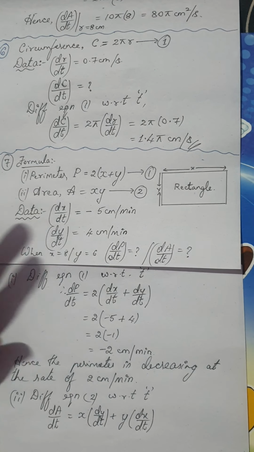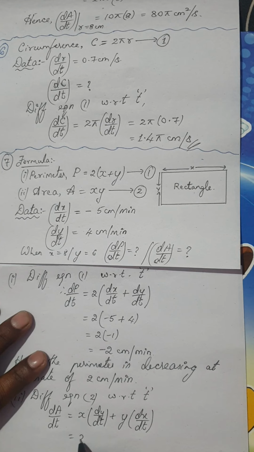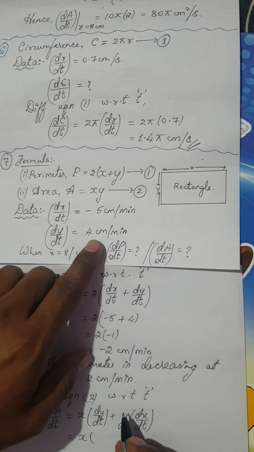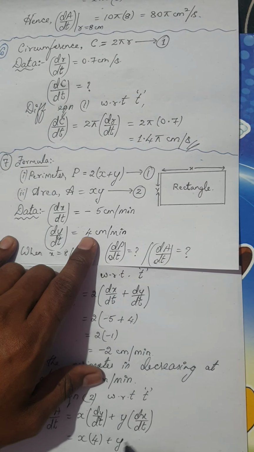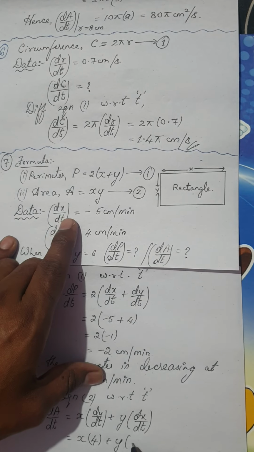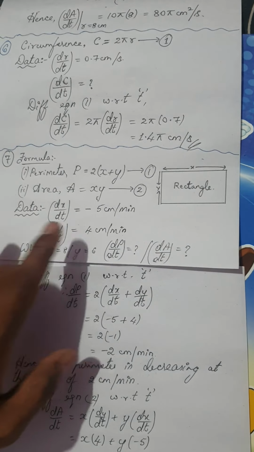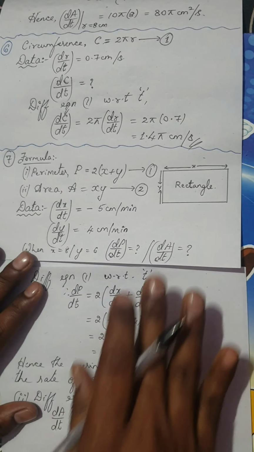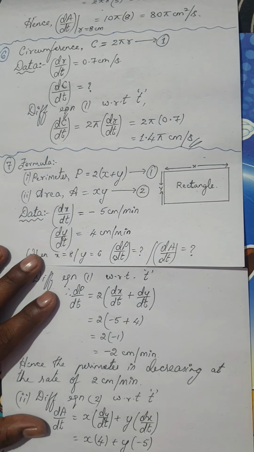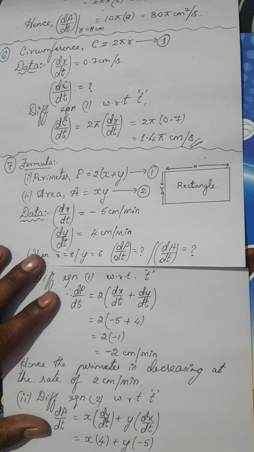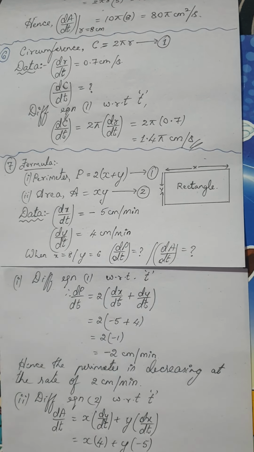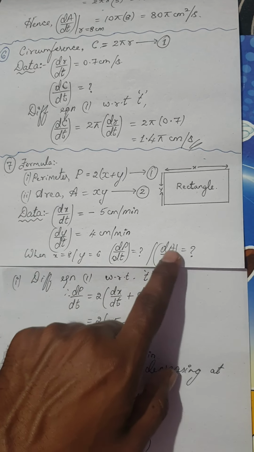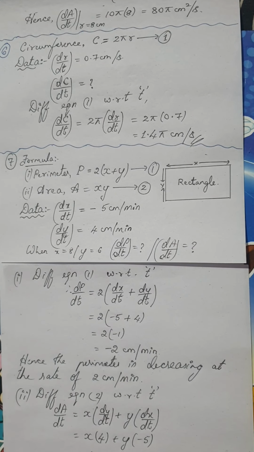Is it clear? So this is nothing but x into, what is dy by dt? Dy by dt, let me consider it as 4, plus y into, what is dx by dt? Dx by dt is minus 5. So we have almost got the solution. This is nothing but 4x minus 5y. Now I have to find out dA by dt when x is 8 and y is 6.